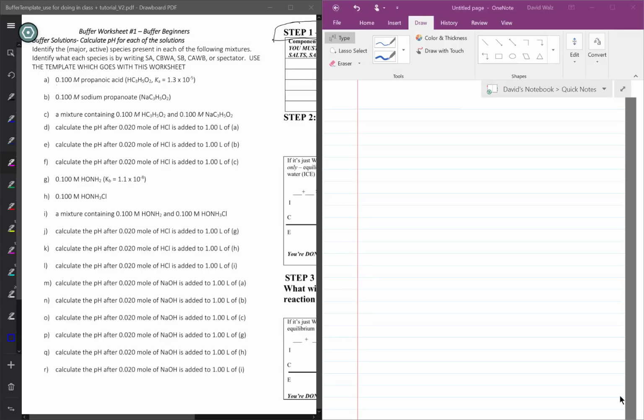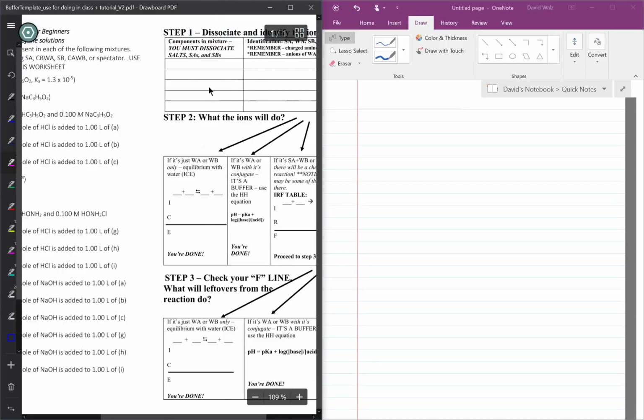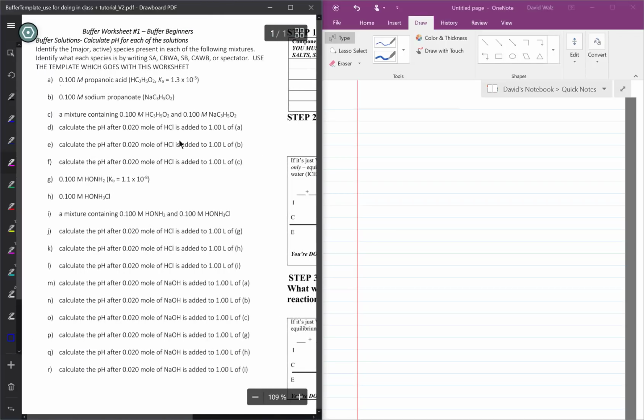This video is on using the buffer template and applying it to a buffer problem. So, this flowchart. All right, let's go ahead and start doing a couple of examples. I just wanted to show how to match up these problems with this flowchart. I'll probably do maybe three of these, and you can watch this just in case you forgot how this works. You can just watch it whenever.